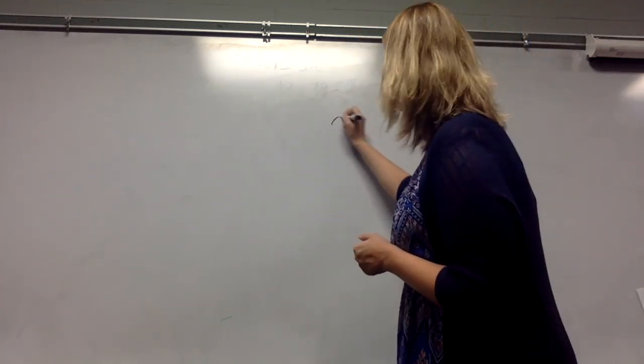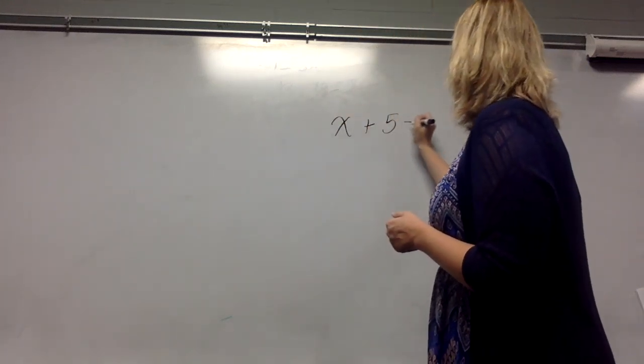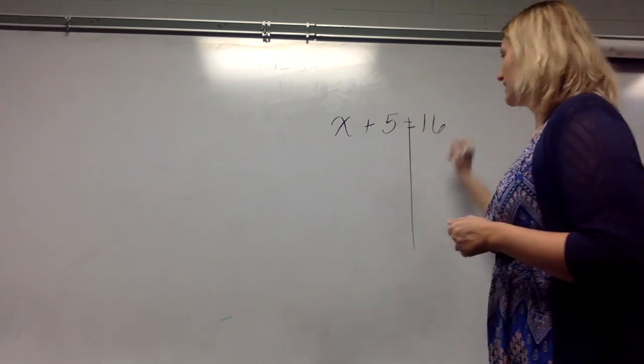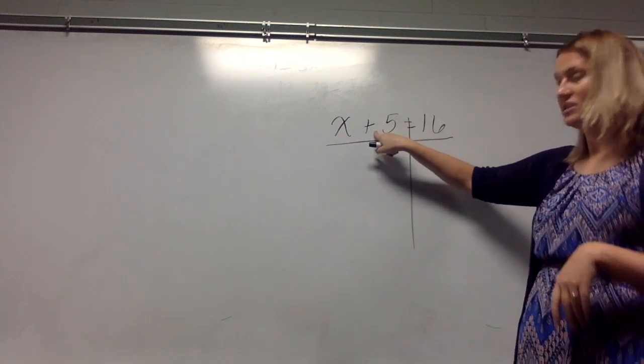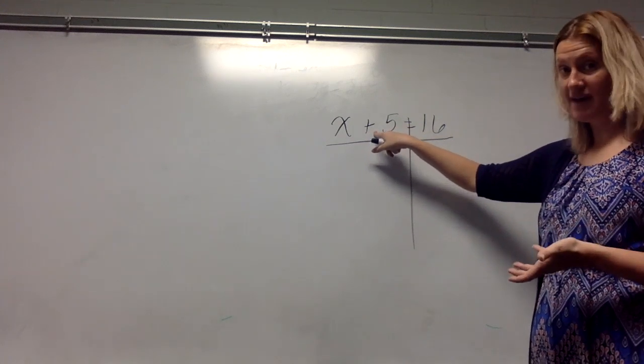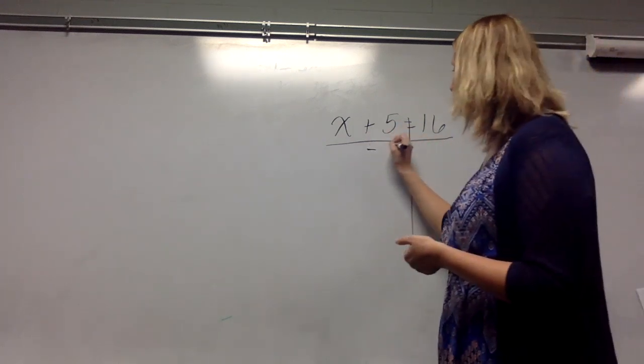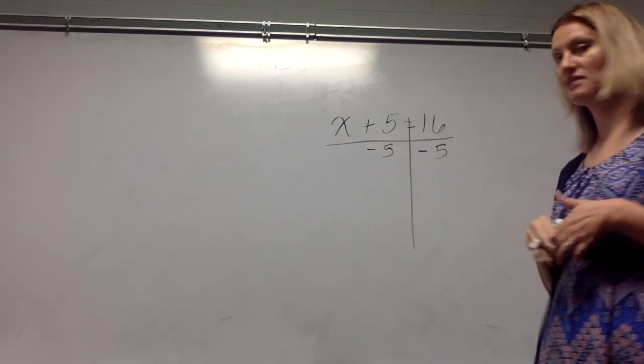So in a more simpler format, if I am going to solve this equation, again, it's a one-step addition, I need to use the inverse operation of adding 5. That is subtracting 5. And of course, I balance my scale.